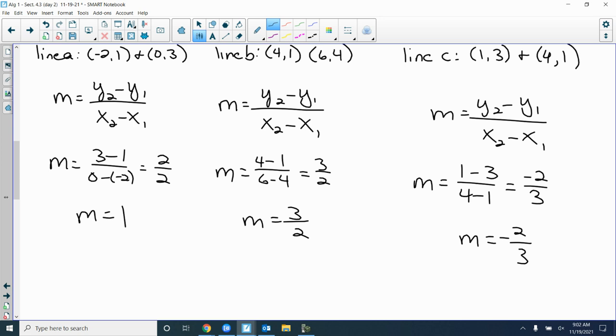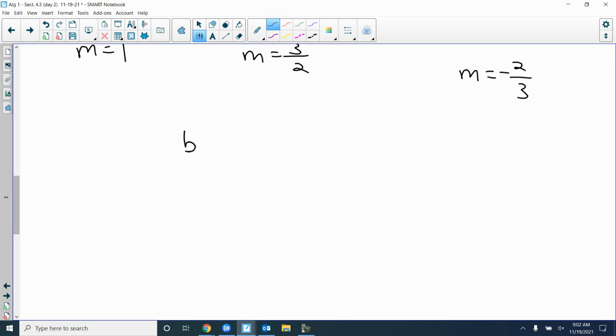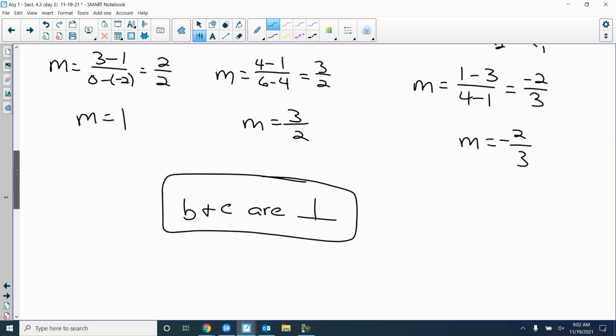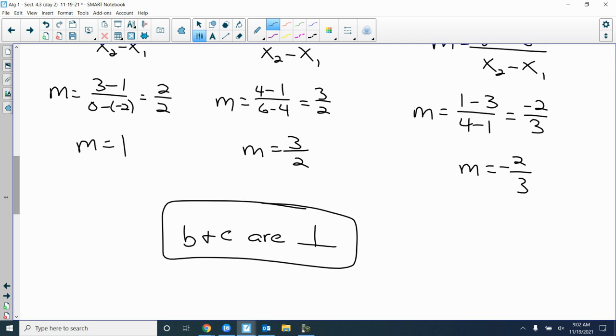Are any of them perpendicular? B and C. So B and C are perpendicular. Good. So we got that. Make sure you find those slopes. So we keep practicing all this.